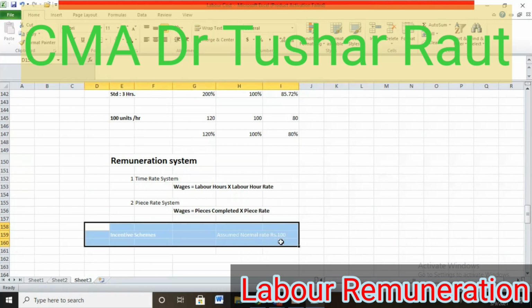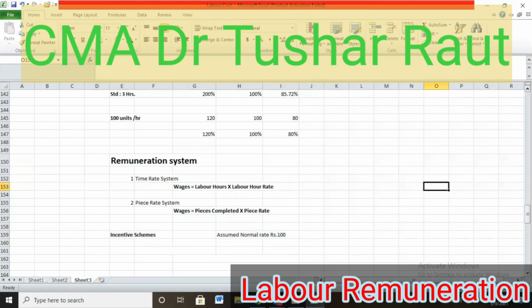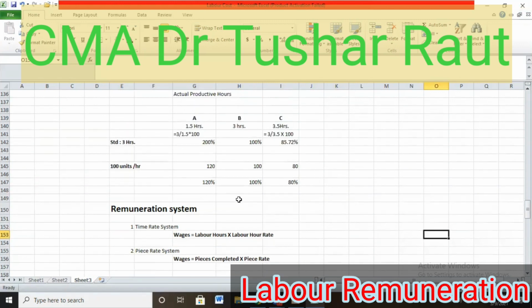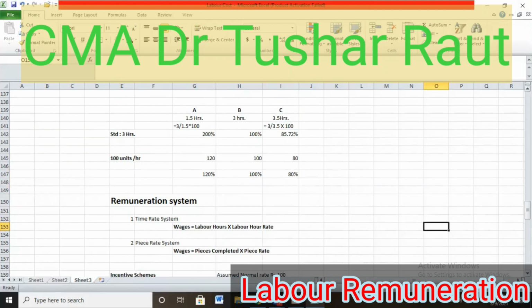There are a few incentive schemes, like incentives given to efficient workers. As we studied the efficiency, someone is working at 100% efficiency, someone is at 120%, someone is at 80% efficiency.